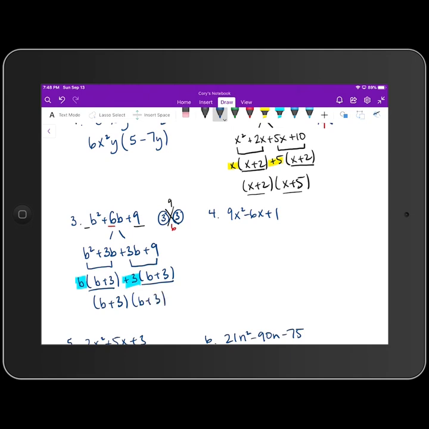And because we have two factors of b plus 3, b plus 3 times b plus 3 is going to give us b plus 3 quantity squared. So that right there is that expression factored completely.